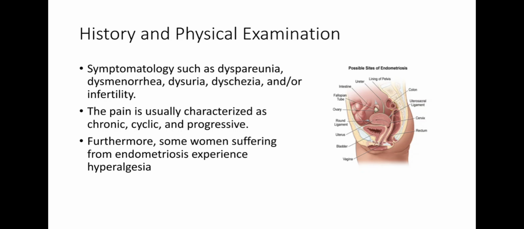So, clinicians usually suspect and are more likely to diagnose the disease in females who present with the typical symptomatology, such as dyspareunia, which is painful sexual intercourse, pelvic pain during menstruation, dysmenorrhea, pain in urination, dysuria, pain during defecation, which is dyschezia, and/or infertility. And when we talk about the nature of the pain, it's usually characterized as chronic, cyclic, and progressive, and the pain is exacerbating over time.